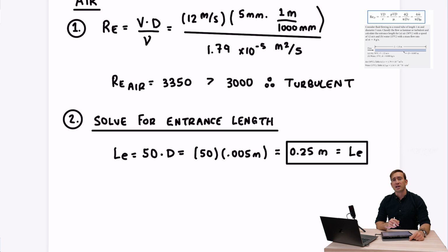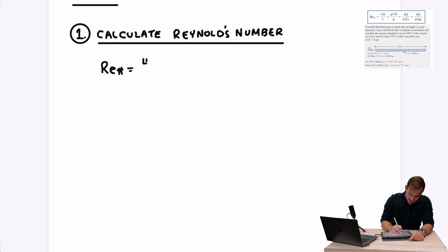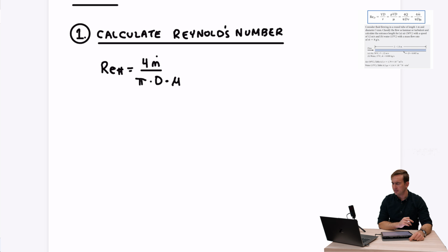For our water in this example, we were given mass flow rate rather than a velocity. So what we'll do is we'll go back to the earlier page, we'll look at our equation for Reynolds number with mass flow rate, and we'll write that one down and plug everything in. We can see from earlier that our Reynolds number is equal to, in this case, 4 times m dot divided by pi times the diameter times viscosity.